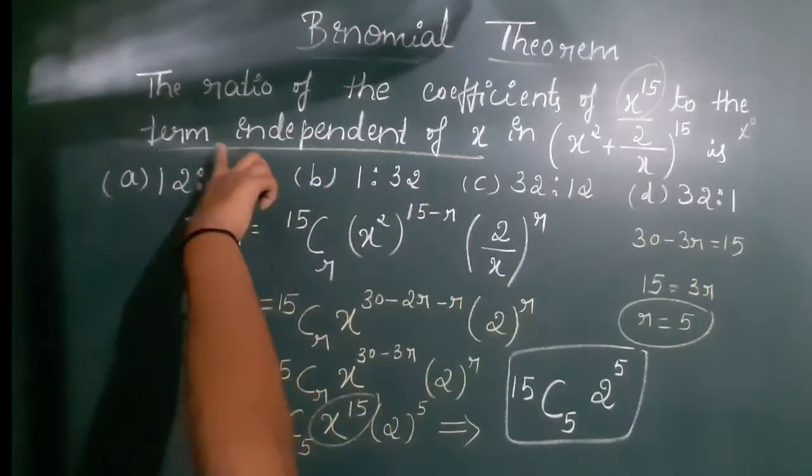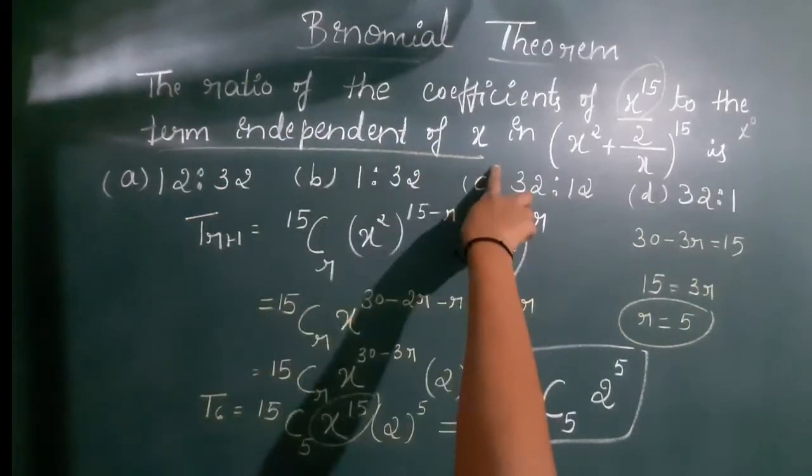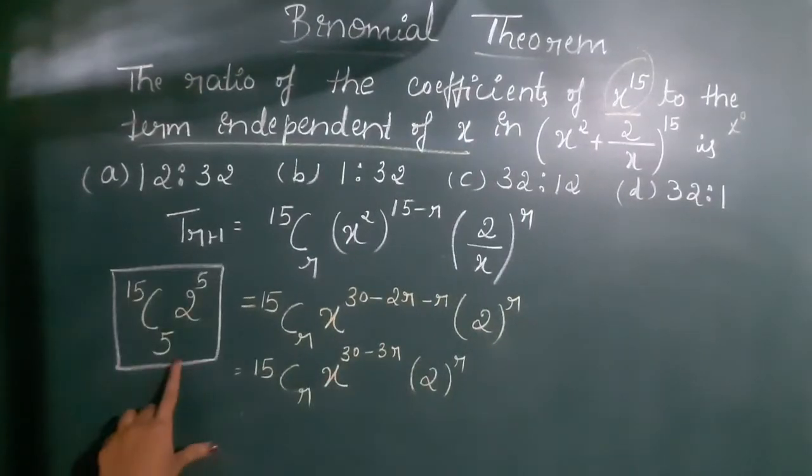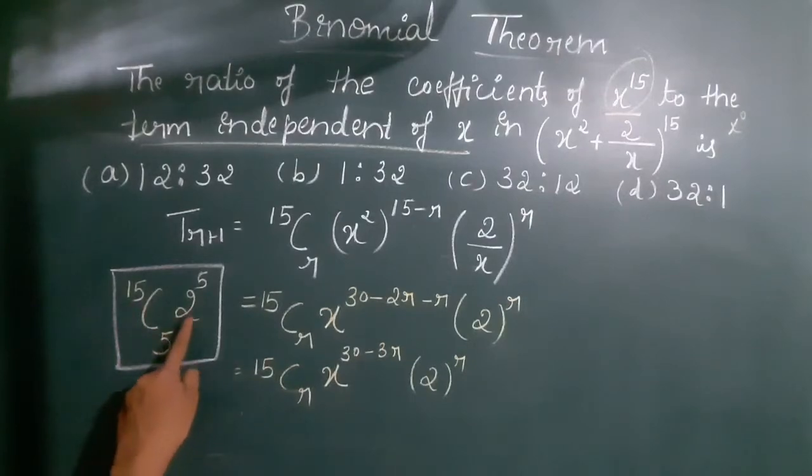Now we have to find the coefficient of the term independent of x. Right? I don't have place here. I will erase this first. See here, I have written the coefficient of x^15 here: 15C5 into 2^5.